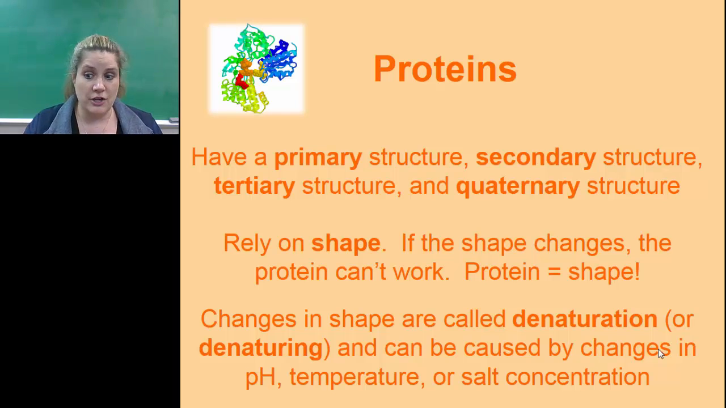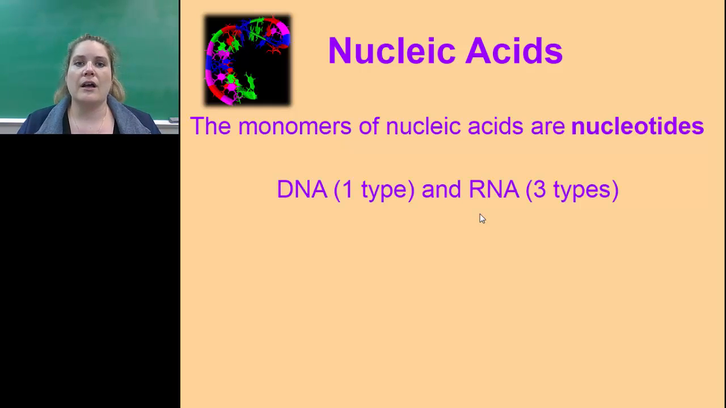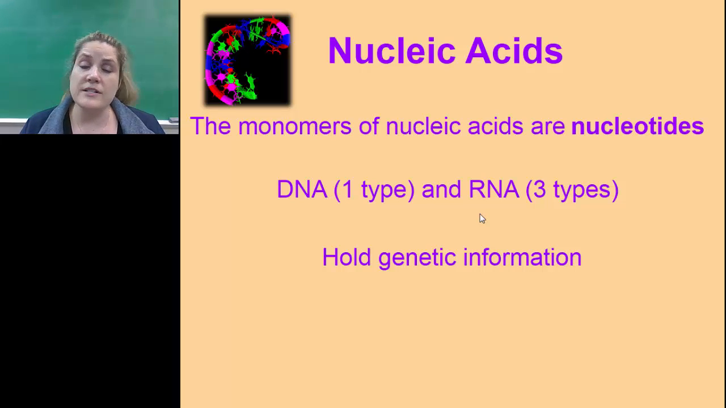This is important for you to know. Nucleic acids. The monomers of nucleic acids are nucleotides. They come in three types. There's DNA, of which there's only one type, and then there's RNA, and RNA comes in three types. You don't need to know the difference between DNA and RNA right now. You need to know that nucleic acids hold genetic information. That's an okay definition for you to know right now for the function of nucleic acids.